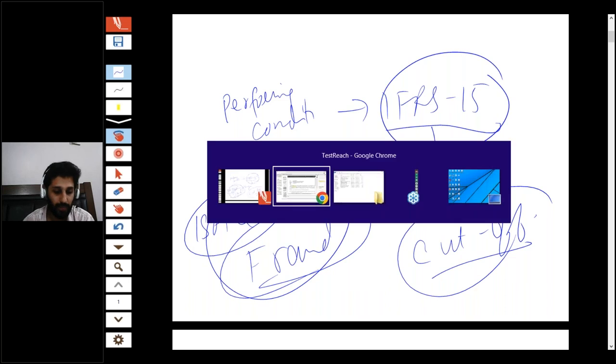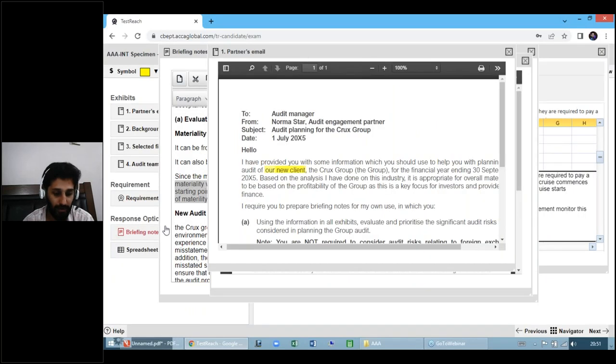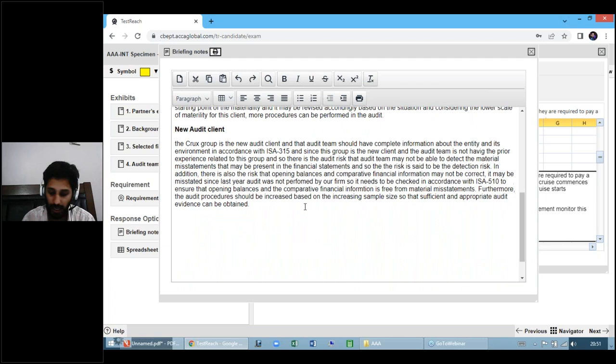Now I'm going to write the briefing note. Audit client, and then I am writing here revenue recognition. What is this revenue recognition? See, revenue recognition is a matter of fraud as well. It is a matter of IFRS 15, and it's a very significant and important matter, right?